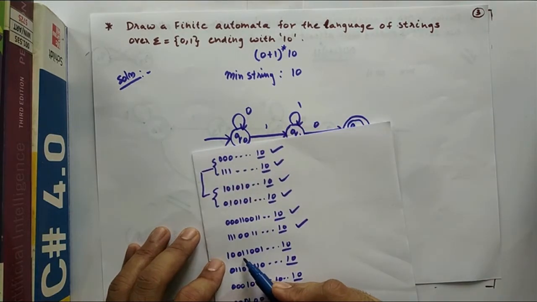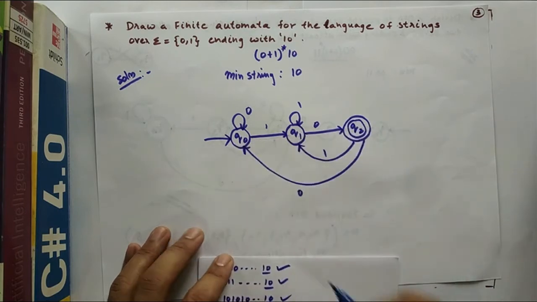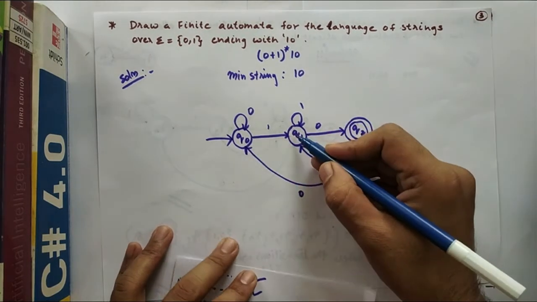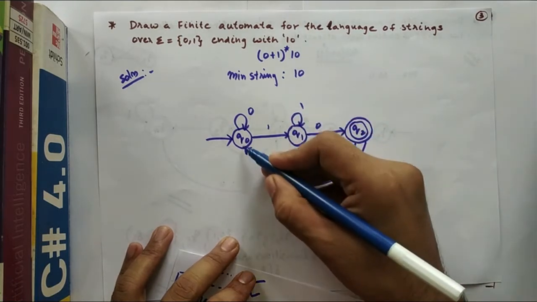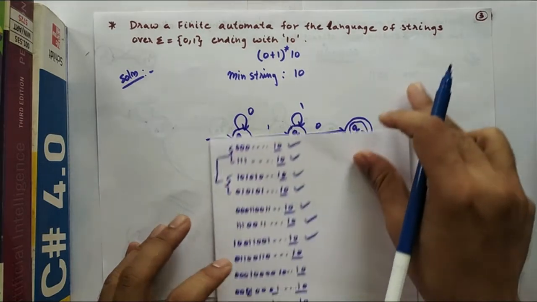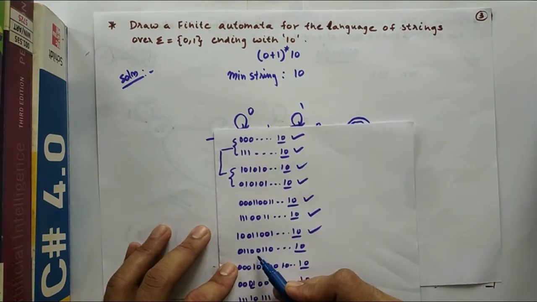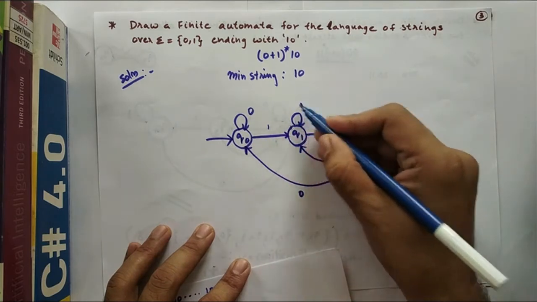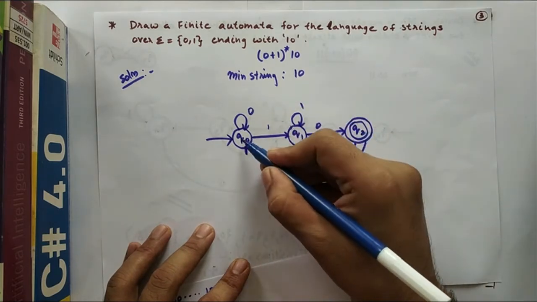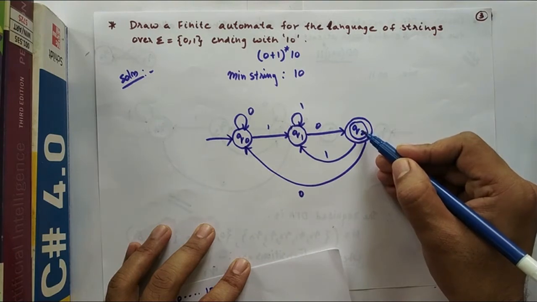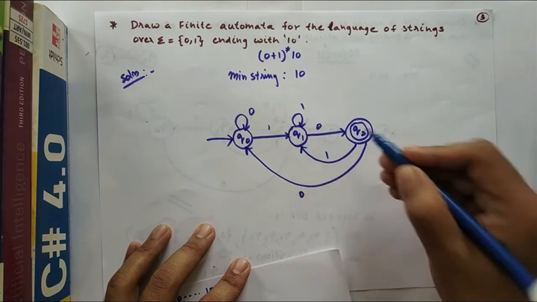Then 1 0 0 1 1 0 0 1, and so on, ending with 1 0, accepted. Then 0 1 1 0 0 1 1 0, and so on, ending with 1 0, accepted.